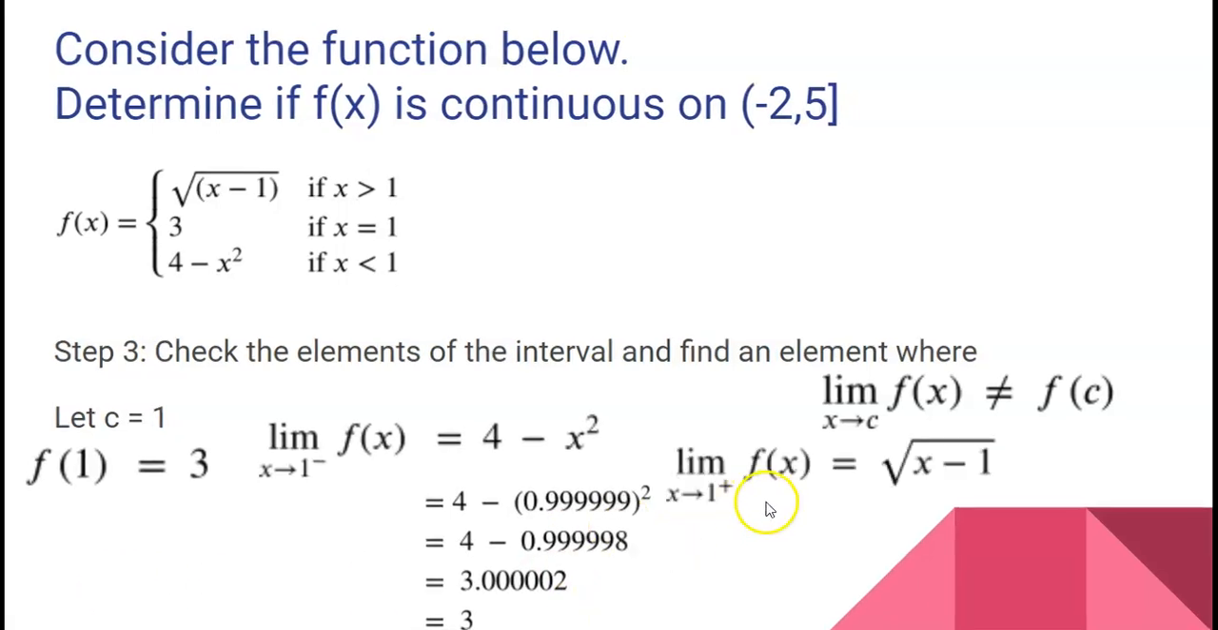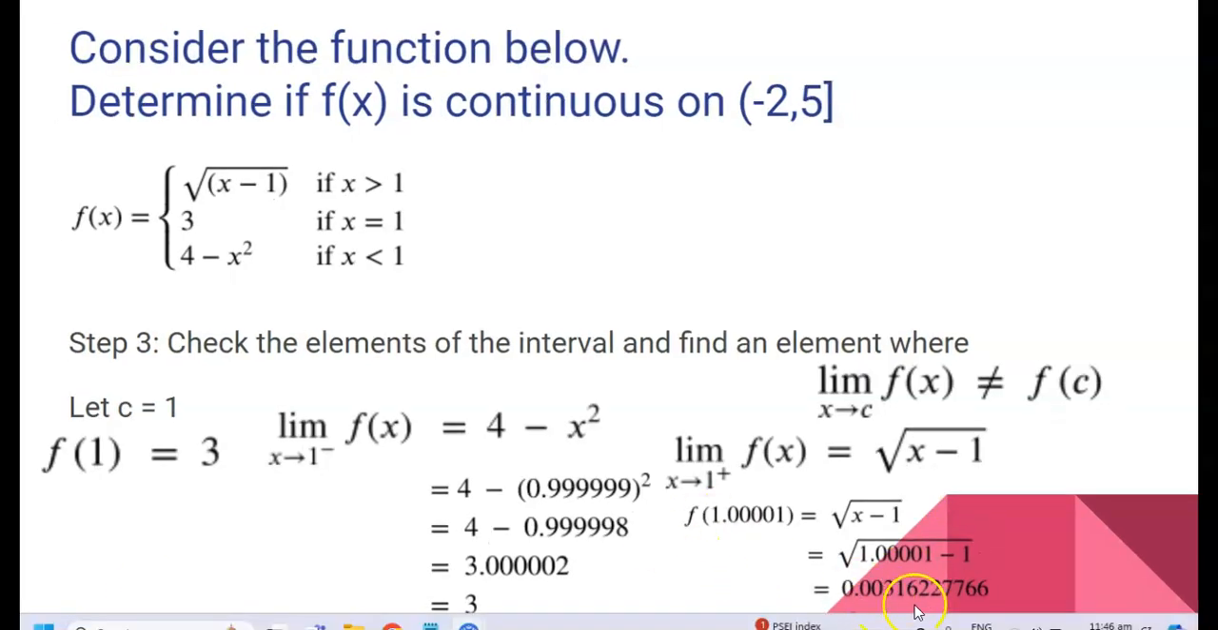Now computing the limit of f of x as x approaches 1 from the right, that would be greater than 1, right? So the expression to use will be square root of x minus 1. And doing direct substitution, the limit is approaching 0.